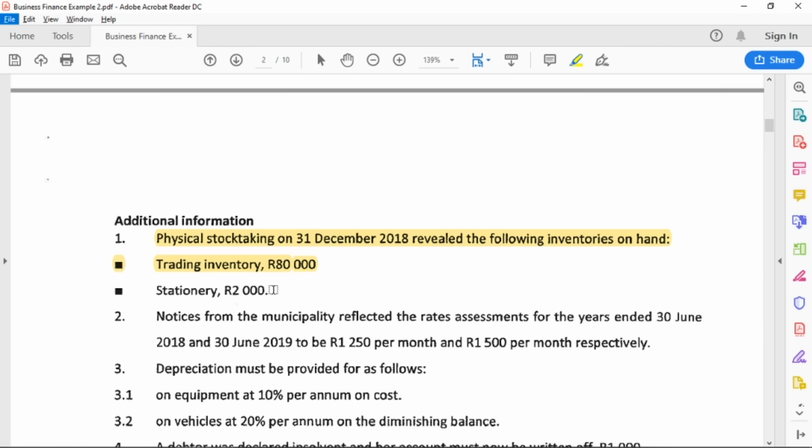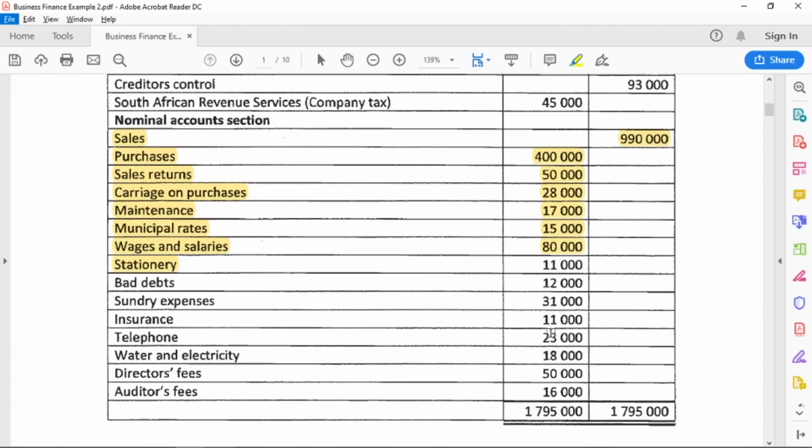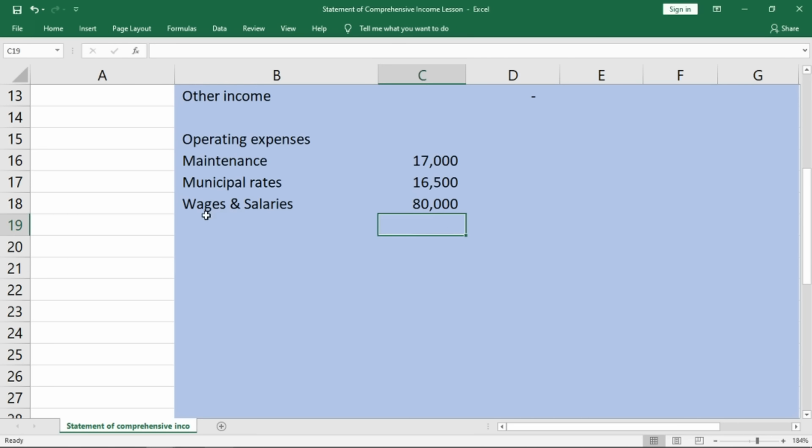If you are doing the statement of financial position, we'd record stationery under current assets of 2,000 Rand. But we have to take out the stationery from this 11,000 Rand. So we write stationery over here, and we take 11,000 minus the one which is remaining at the end of the period, stationery on hand of 2,000 Rand.